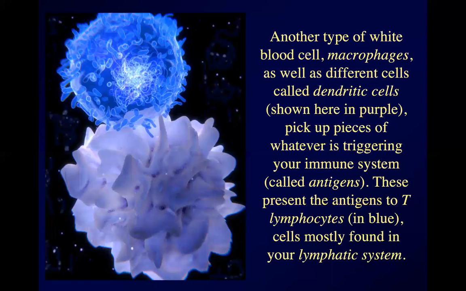What these cells will do is phagocytose whatever is triggering the immune system and pick up pieces of it and physically hand off pieces of whatever's triggering your immune system to cells called T lymphocytes. And the T lymphocyte here is shown in blue. I should mention that whatever is triggering your immune system is called an antigen. That's not the same thing as a pathogen.